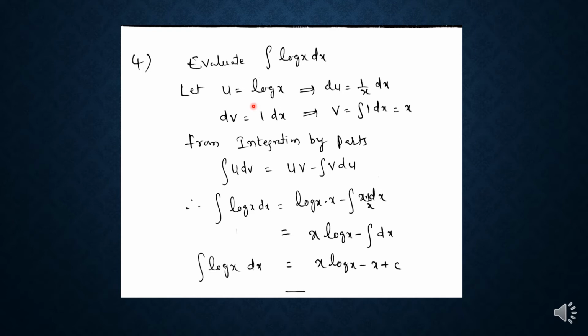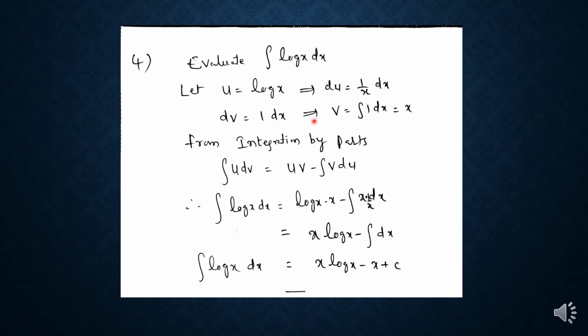The first function is log x. So the derivative of u, du, is equal to 1 by x dx, and dv is equal to 1 dx. v can be obtained by integrating this function. Integral 1 dx is equal to x. Now by using the integration by parts rule, integral u dv is equal to uv minus integral v du. Integral log x dx is equal to u into v, log x into what is v? x.